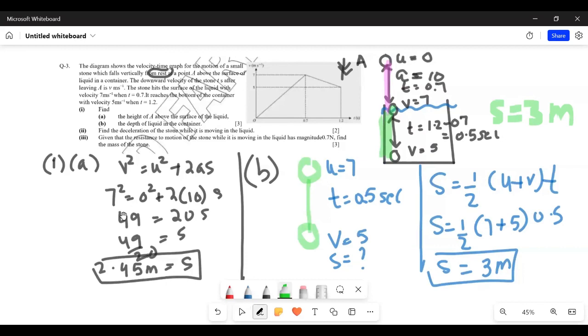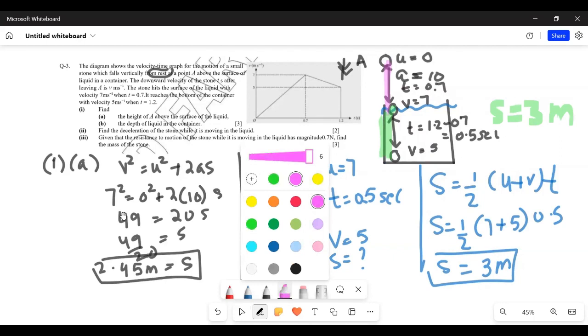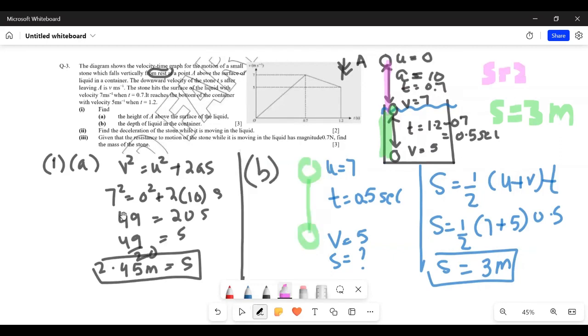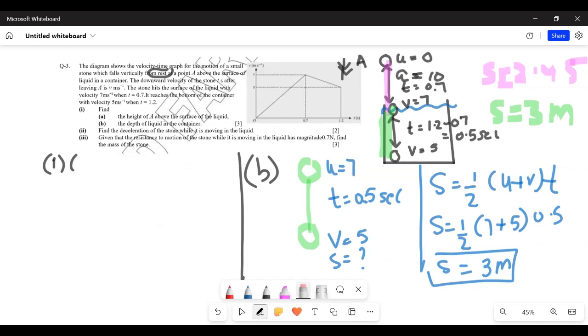And earlier, what was the distance? 2.45. I'm just writing that in the figure because we might need it later. Okay, I'm clearing the figure and also sending you a new link.